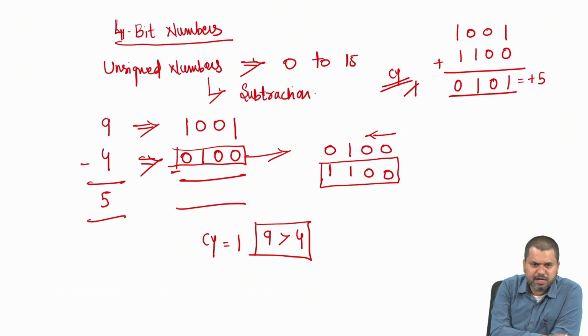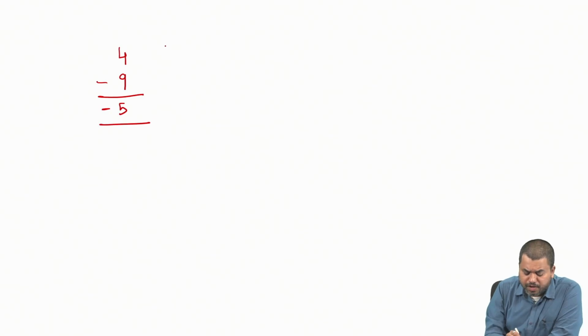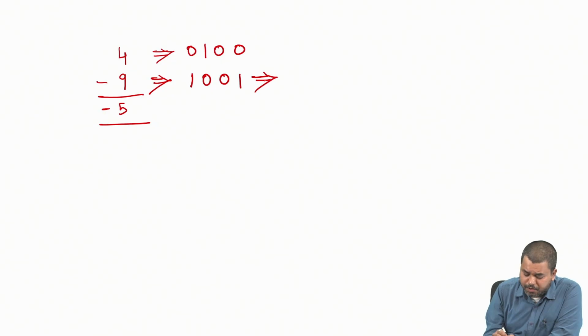So let us try to do this next thing, for example, if we want to do 4 minus 9. Now you know that the result is minus 5. So we apply the same method here. 4 is represented like this. Similarly, for minus 9, first represent the plus 9. Since it is a minus 9, take the 2's complement of this.